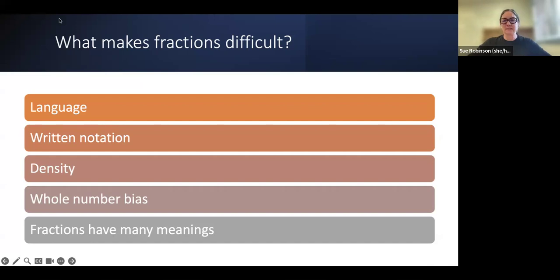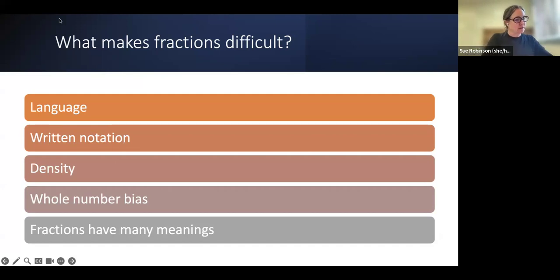Whole number bias. Students spend a lot of time in their early years working with whole numbers, and they develop some ideas that don't play out necessarily with fractions. Like a product, if we have a product of 2 numbers, it's always going to have a result that is bigger than the original 2 numbers. That works for whole numbers, but it doesn't work always with fractions. And so that is challenging for students.